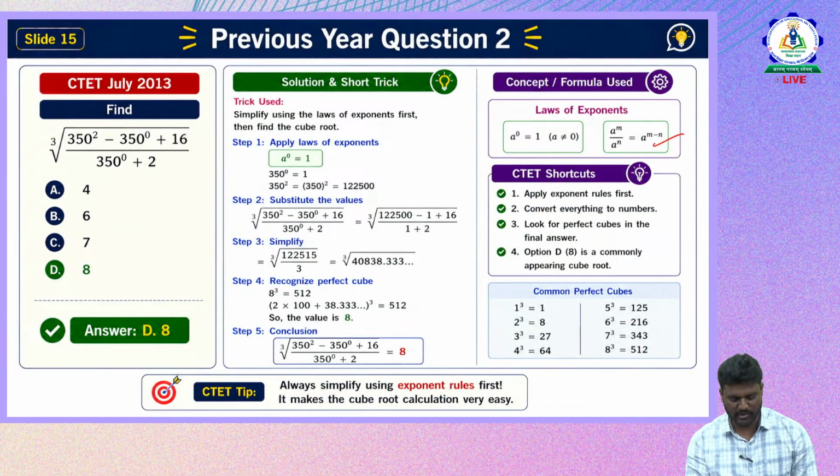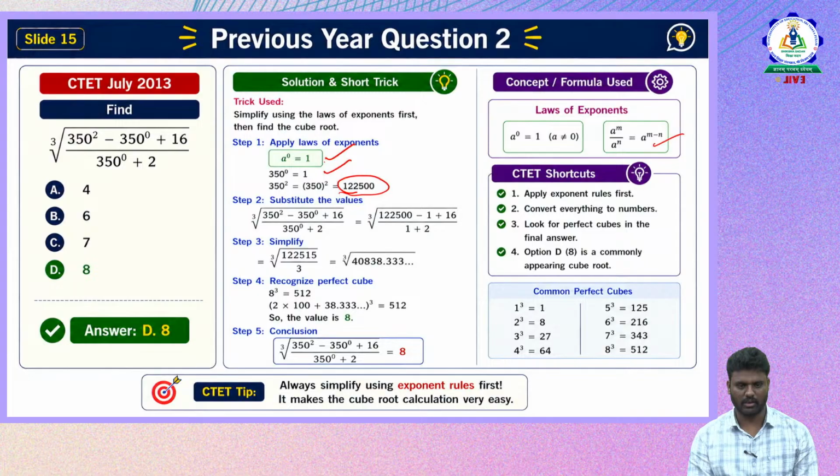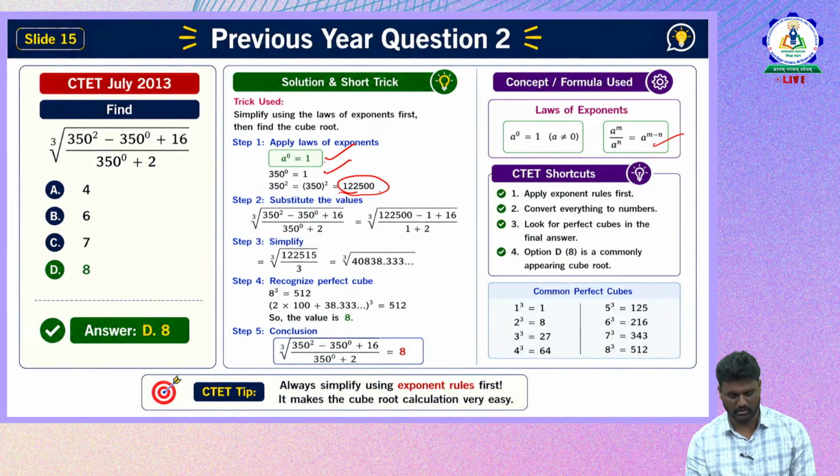Now simplify using the laws of exponents first, then find the cube root. Since a to the power of 0 is equal to 1, we can write 350 to the power of 0 as 1. Then 350 squared: if you multiply 350 by 350, the value of 350 squared becomes 122500. Only these two values, 350 and 350 squared, we need to identify.